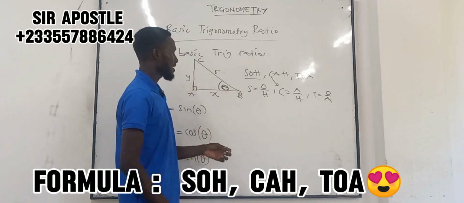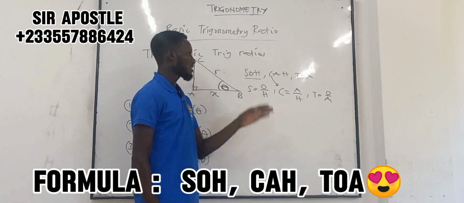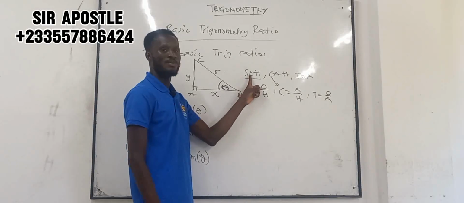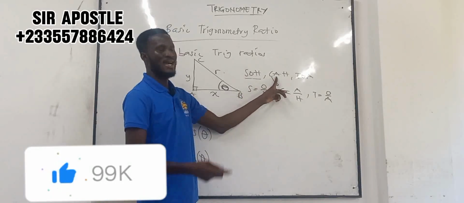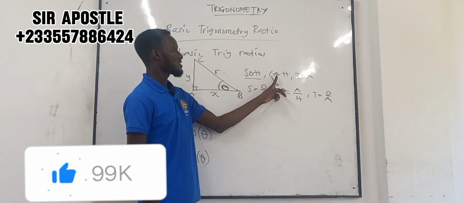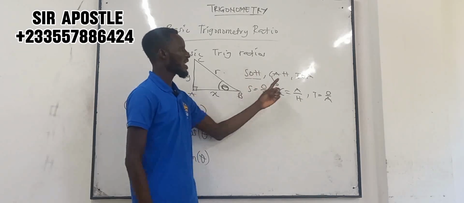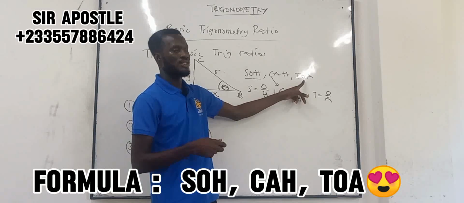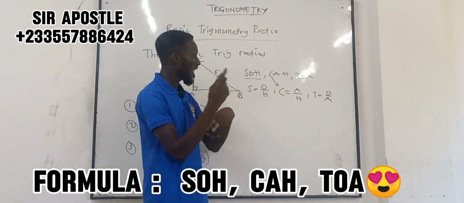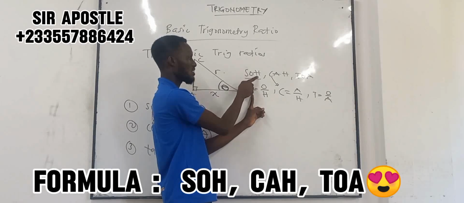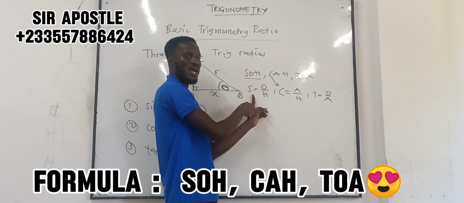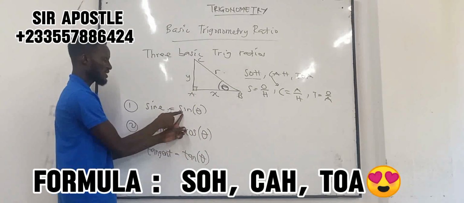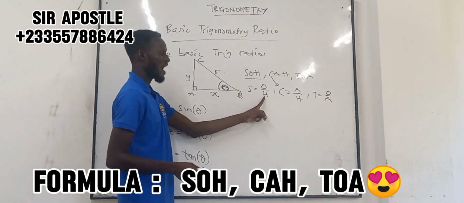So it means that the first letters are the trig ratios. The second and third letters are the sides of a right-angled triangle, where O is the opposite, H is the hypotenuse, and A is the adjacent. For cos, C is the cosine, A is the adjacent, and H is the hypotenuse. For tan, T is the tangent, O is the opposite, and A is the adjacent. And how does the formula go? When you take the sine, it is O divided by H, opposite divided by the hypotenuse, in that order. Now let's look at this one.